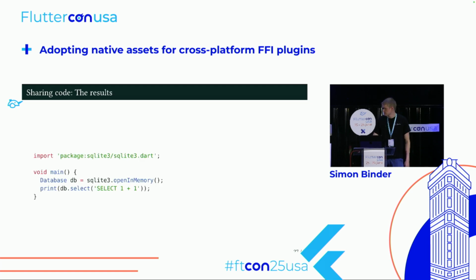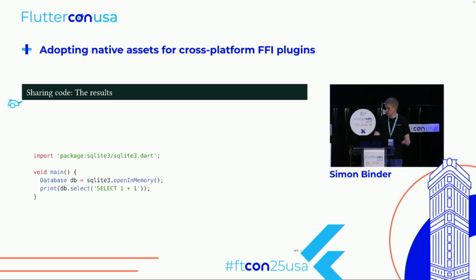So I have this previous API. If you're using the SQLite package today, it's probably going to look something like that, where you just call SQLite and then you could say open in memory to get a fresh in-memory database. And then afterwards, you can run any kind of SQL queries against that.